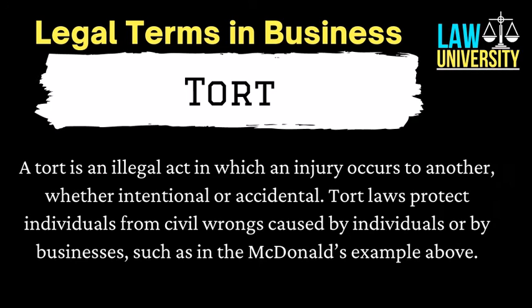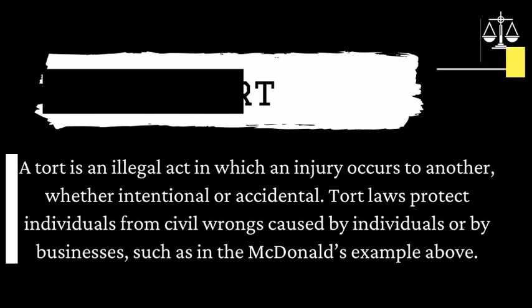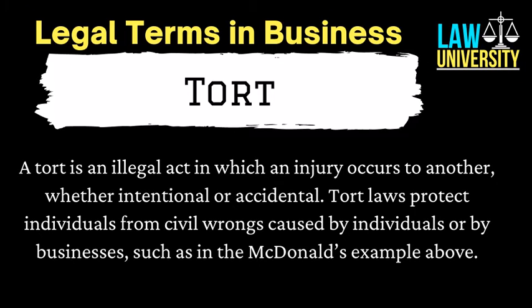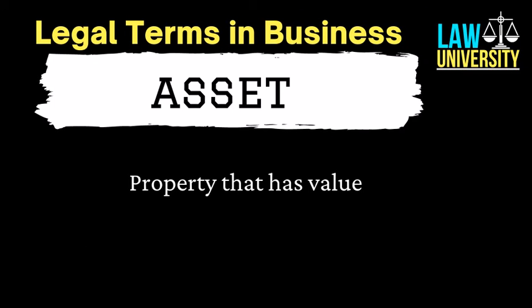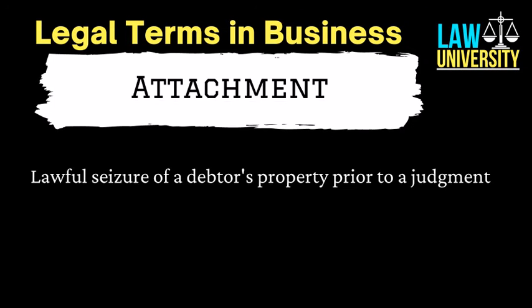Tort. A tort is an illegal act in which an injury occurs to another, whether intentional or accidental. Tort laws protect individuals from civil wrongs caused by individuals or by businesses, such as in the McDonald's example above. Assumption of risk. Defense against people who voluntarily expose themselves to a risk of harm, suffer an injury, and then sue. Asset. Property that has value.